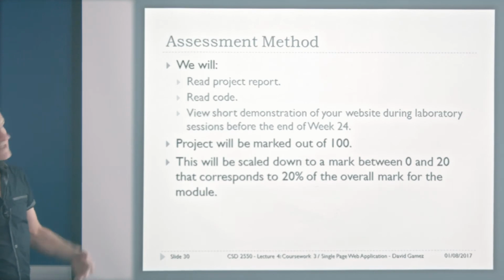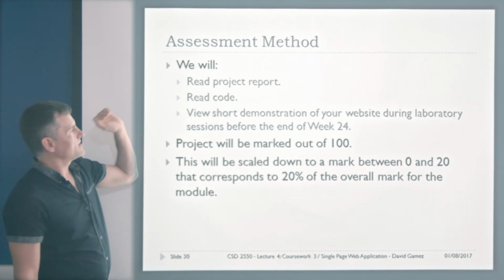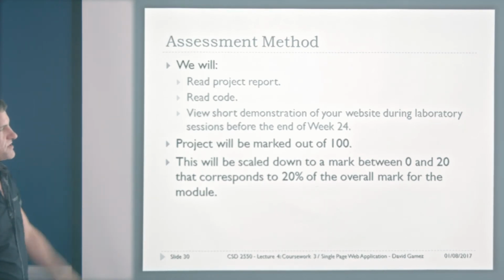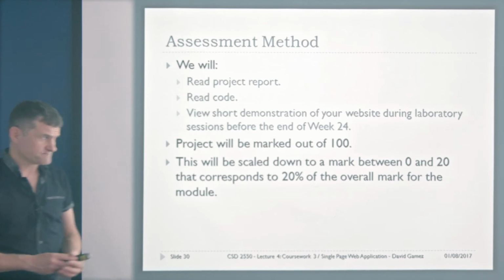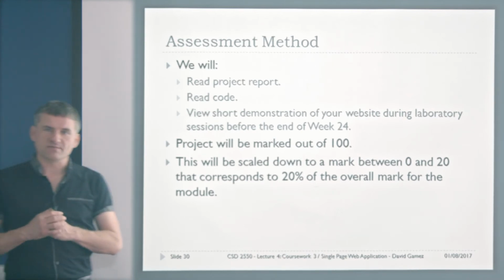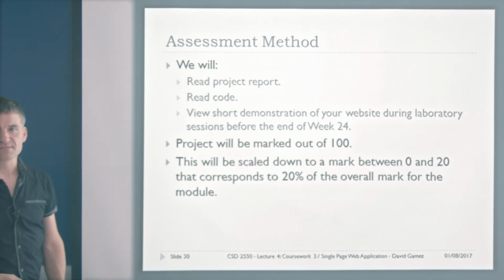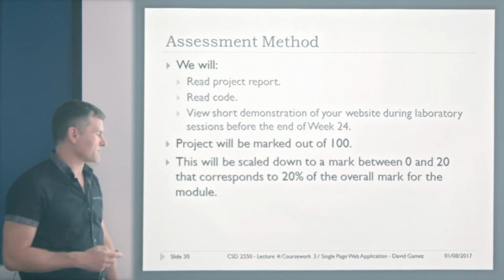So to assess your projects, we'll read the project report, we'll read the code, and we'll view a short demonstration of your website during laboratory sessions before the end of week 24. We'll mark the project out of 100, and scale that down to a mark between 0 and 20, which corresponds to 20% of the overall mark for the module.